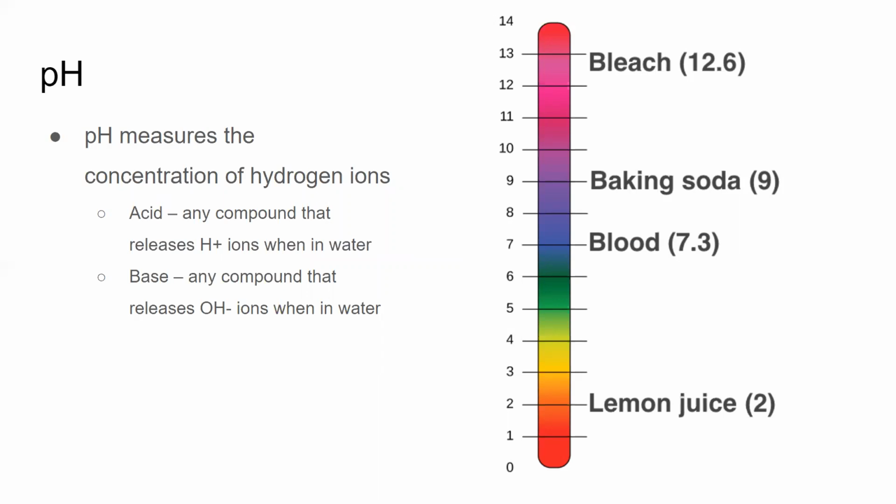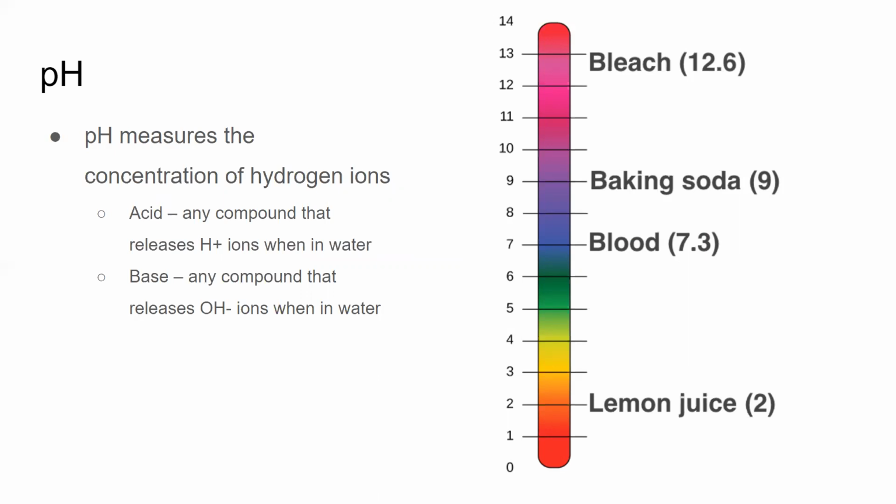A base is any compound that releases OH into the solution. That counteracts the H because the OH and H combine together to form water, which will slowly make it more basic if you add more and more. Usually you'll see a chart similar to this, where the scale goes from 0 to 14, where 0 is the most acidic types of molecules, and 14 is extremely basic.